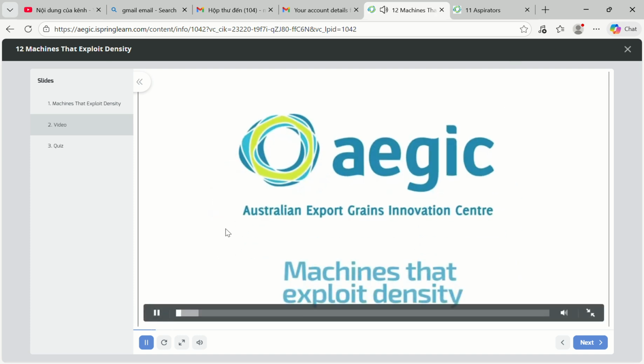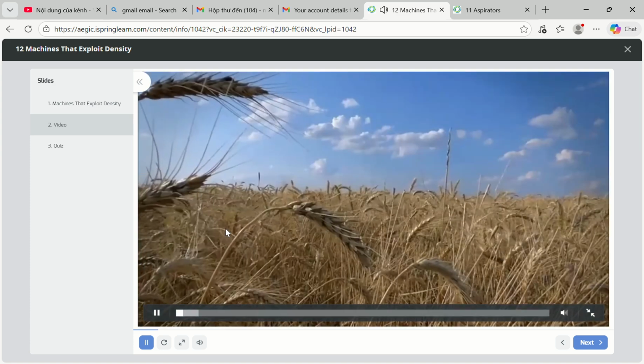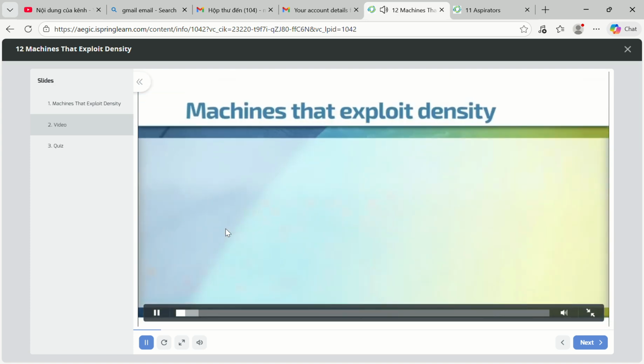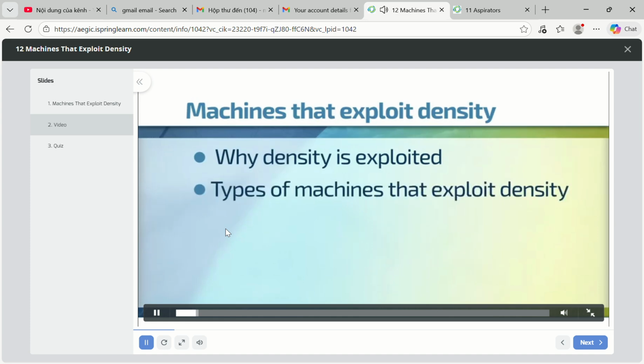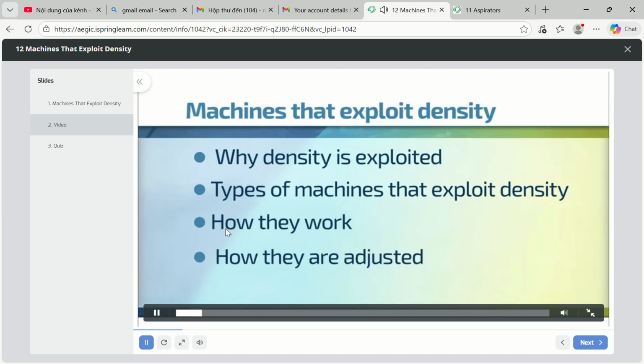Machines that exploit density. In this chapter, you will learn about some machines that use the principle of density to separate out contaminants. Why density is exploited. Types of machines that exploit density. How they work. How they are adjusted. How they are maintained.